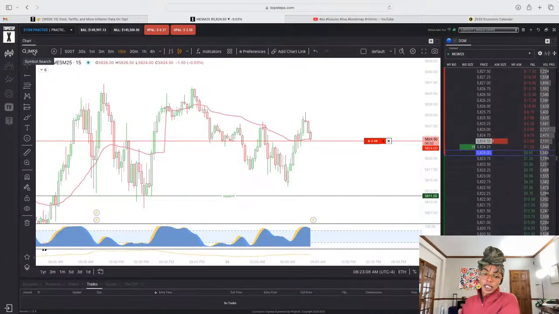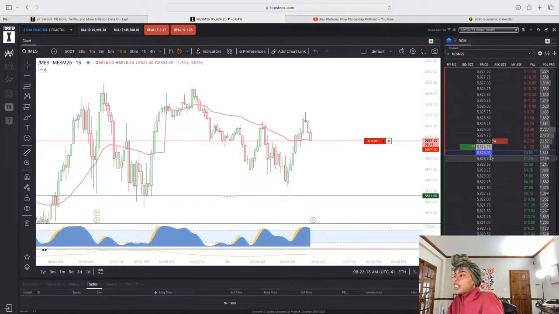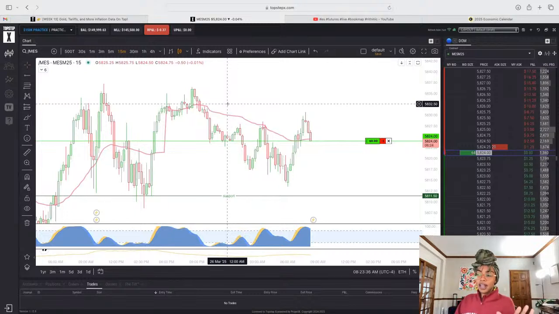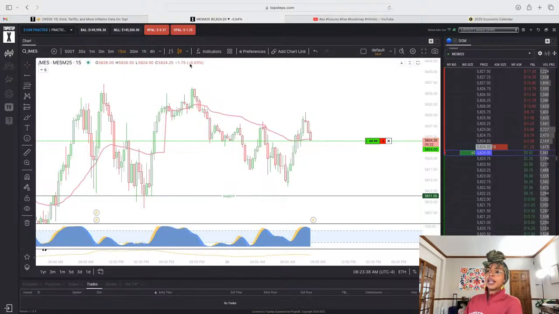In your mini contracts, which are like your standard contracts, every price fluctuation is $12.50. In our micros, every price fluctuation, every 25 cents move, is $1.25. Every dollar point is $5. So every dollar that ES moves here, you gain $5 or lose $5. We are in our micros.